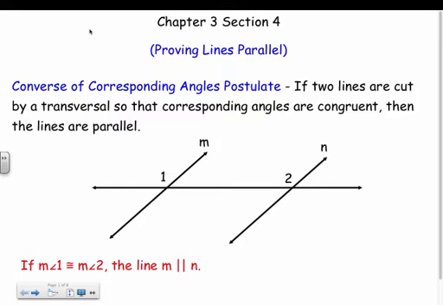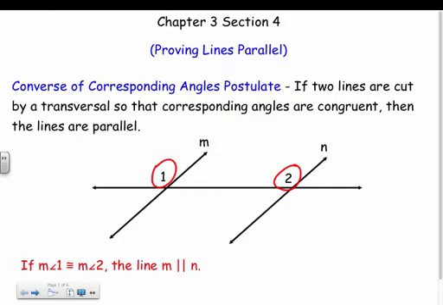Okay, well, now we're just going to reverse the roles. So instead of saying I have parallels first, we're going to have the converse of the corresponding angles postulate, which states if two lines are cut by a transversal so that corresponding angles are congruent, then the lines are parallel. So basically, I don't know that M and N are parallel, but if I have two lines, M and N, that are cut by a transversal, and I can state that angle 1 is congruent to angle 2, then I can say that M is parallel to N because they are corresponding angles. It's the converse of the corresponding angles postulate.